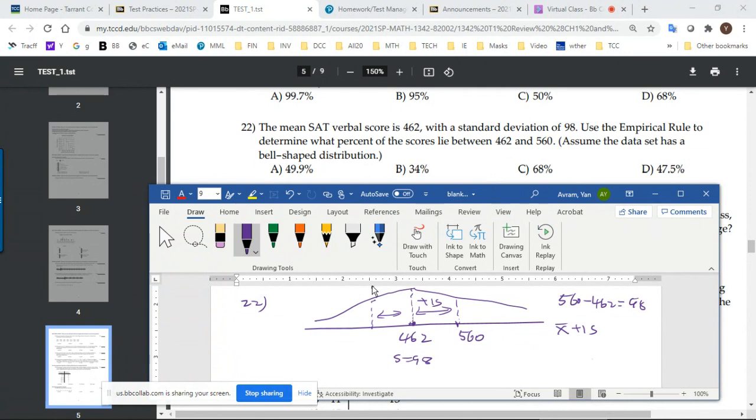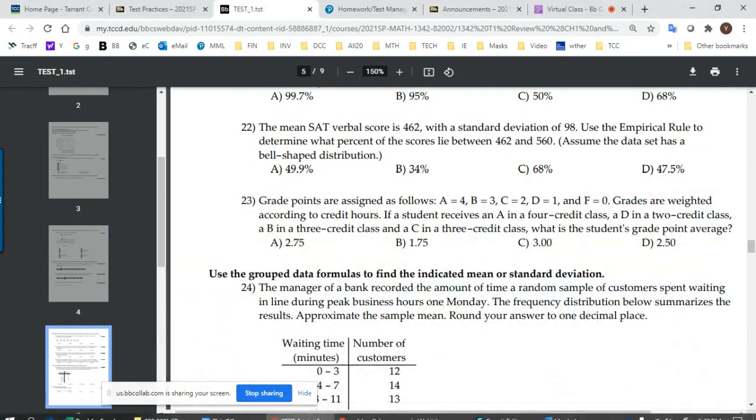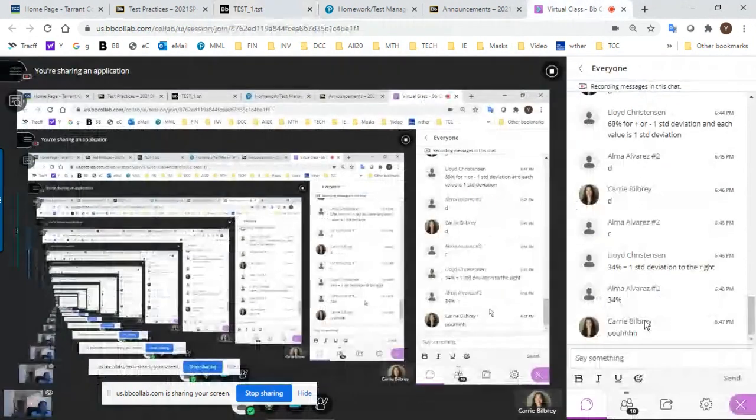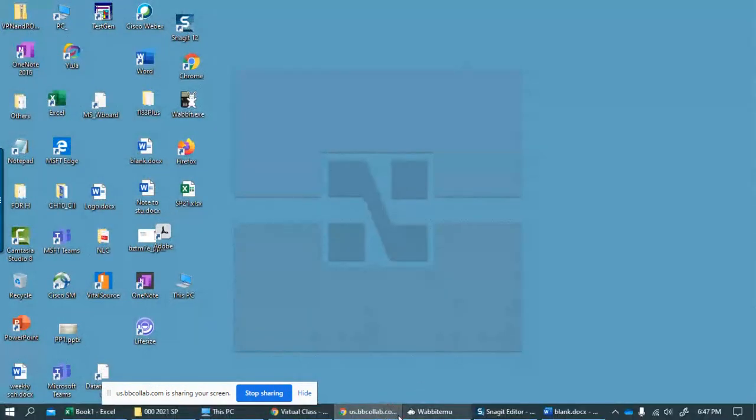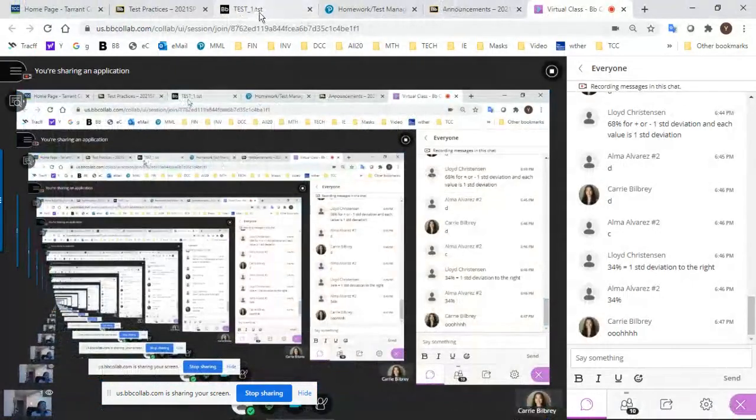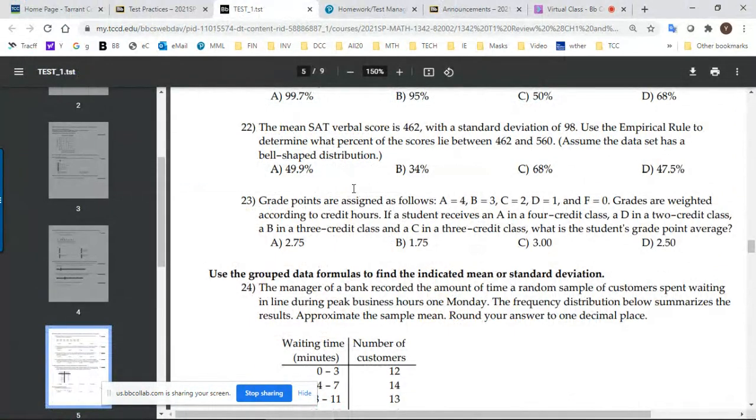If I have a plus and minus 1 standard deviation, this will give you 68%. So I don't have a left-hand side. I only have a right-hand side. So half of the 68%, which is 34% in here. Okay, so that is how you use the empirical rule in this kind of situation. Okay, any questions? Any questions about this one?